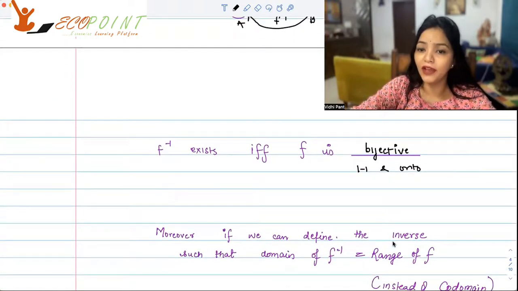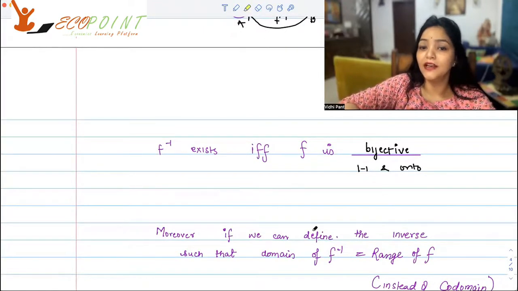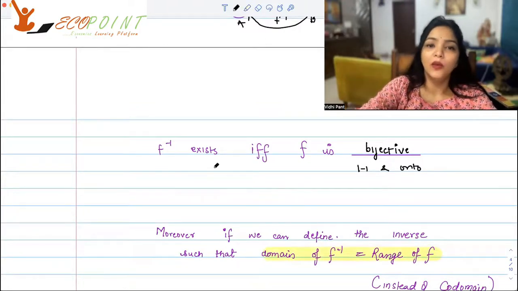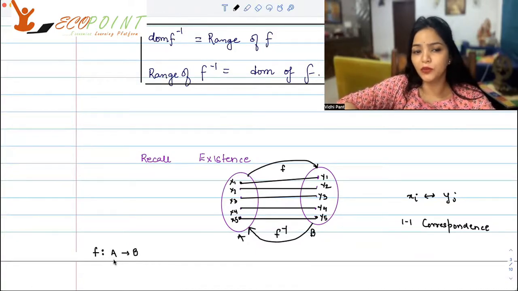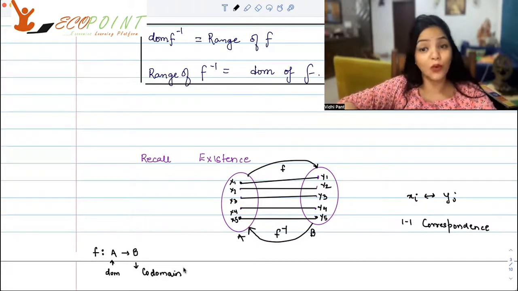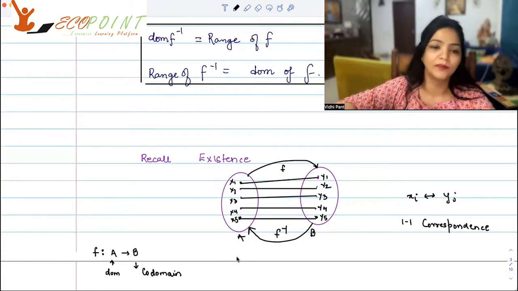Moreover, we can define the inverse such that the domain of F inverse is the range of F. So please try to understand here. When we started off with functions and we were talking about domain and range, I always mentioned again and again that whenever it's written F is from A to B, A is your domain, and B is your codomain. It's not really the range. The codomain may be equal to the range or may not be equal to the range. It is not necessary that it is always equal to the range, right?